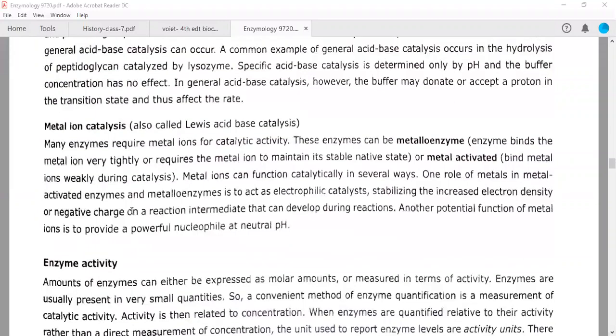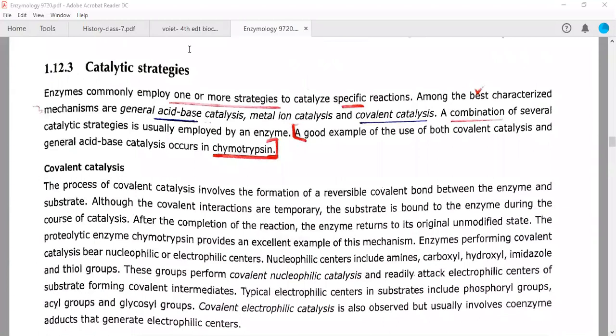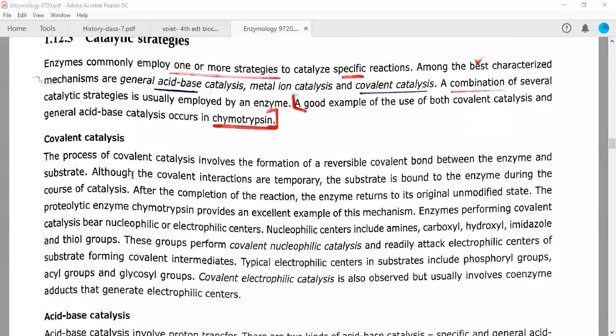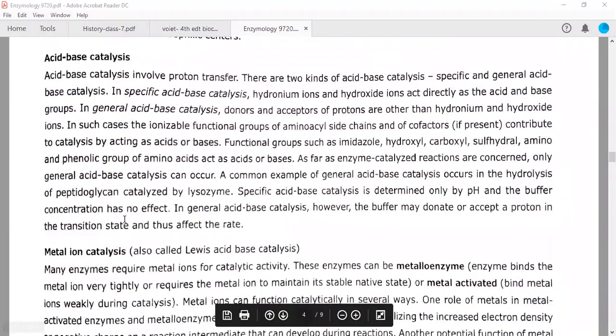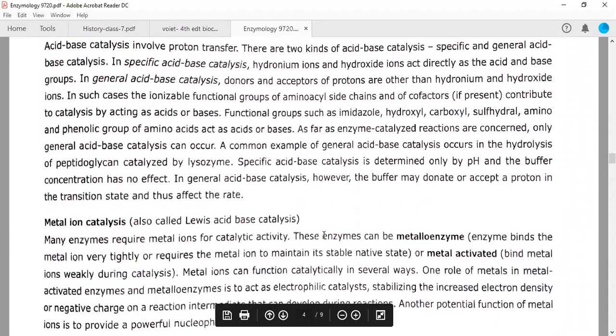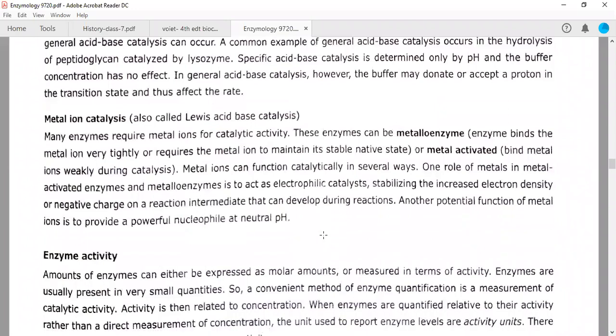We have discussed all three major catalysis mechanisms. These are catalytic strategies. We have discussed covalent catalysis, acid-base catalysis, and also metal ion catalysis using various kinds of examples. I hope you are able to get at least something out of this. All three are very important, and the most important part is that some enzymes employ more than one catalytic strategy to catalyze a reaction, for example, as we have seen in the case of lysozyme.